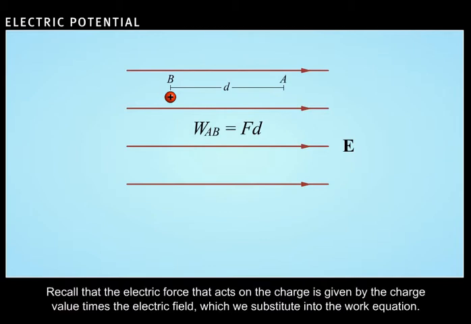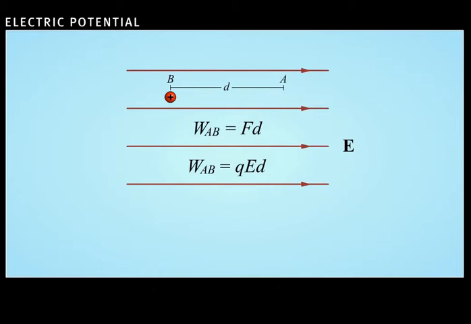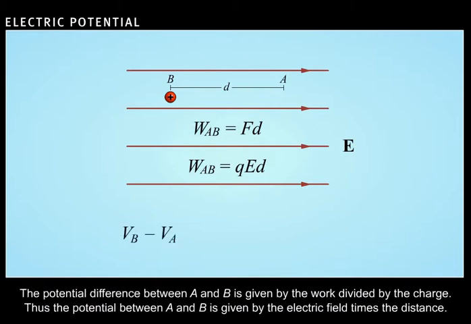Recall that the electric force that acts on the charge is given by the charge value times the electric field, which we substitute into the work equation. The potential difference between A and B is given by the work divided by the charge. Thus, the potential between A and B is given by the electric field times the distance.